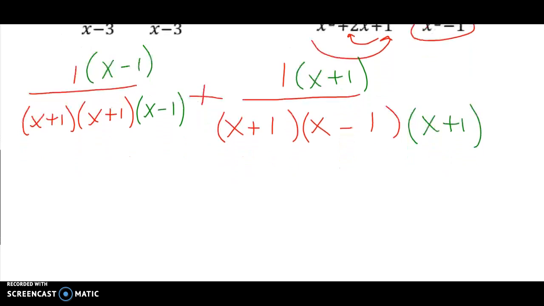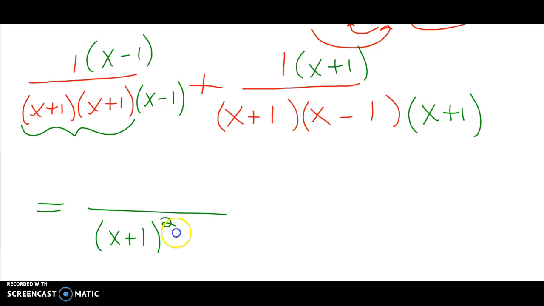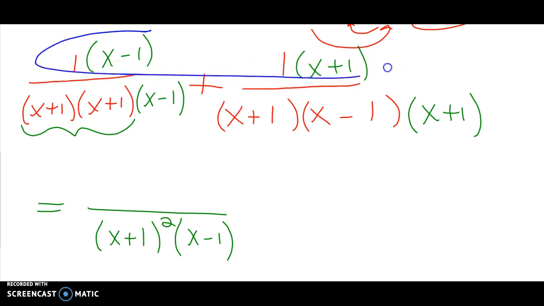So now we know the answer for our denominator. The denominator stays the same. But real quick, what's a shorter way to write this? Good. x plus 1 quantity squared, times x minus 1. So that is our common denominator. And now we just need to add our numerators.